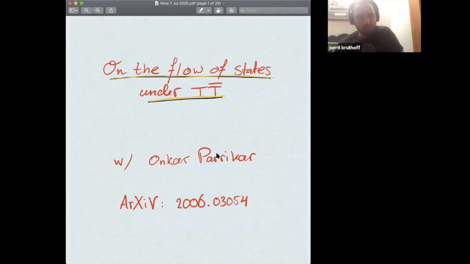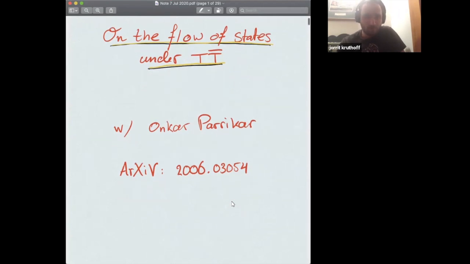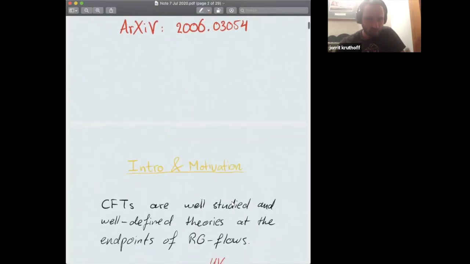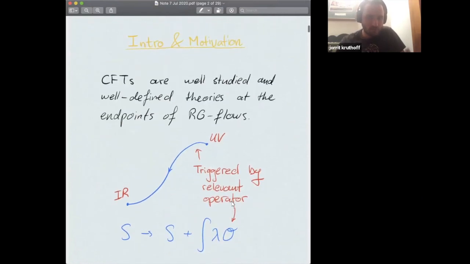So this talk is going to be about the TTbar deformation. Let me first give a quick intro and a review of some of the results. We won't need much of the results that are known, so that's a good thing. So let's start with an introduction and motivation.